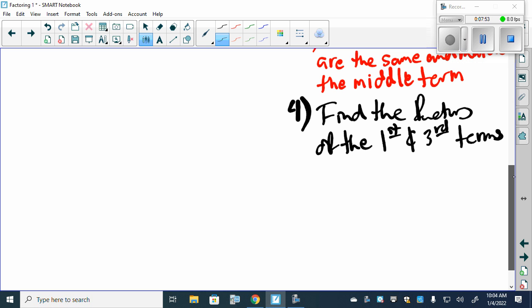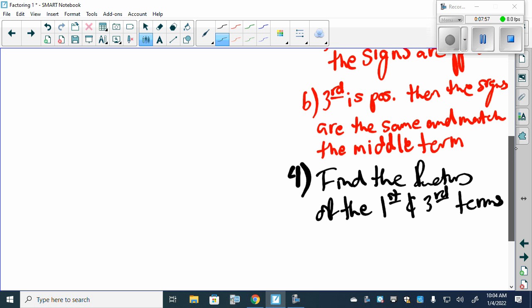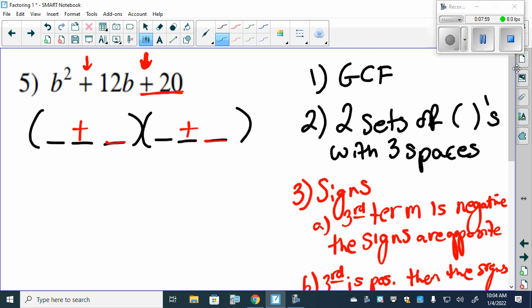Find the factors of the first and third terms. Okay. So we look at this here. Our first term is b squared and our third term is 20. Well, what are the factors of b squared? b and b, because that's the only two terms that are going to multiply together to give us b squared.